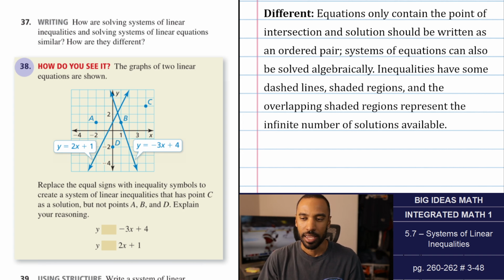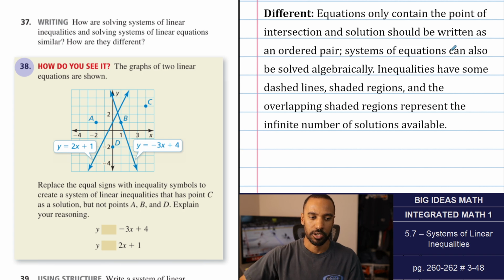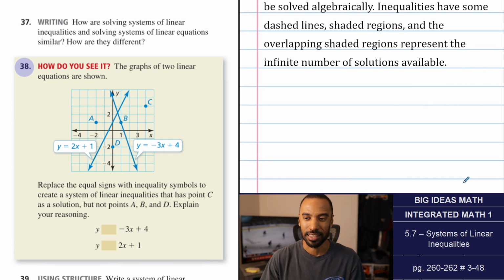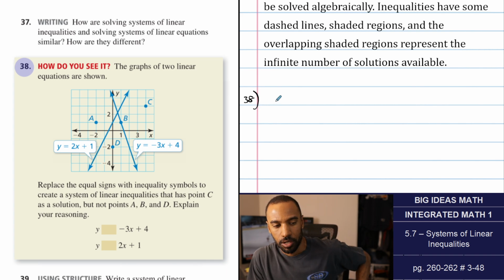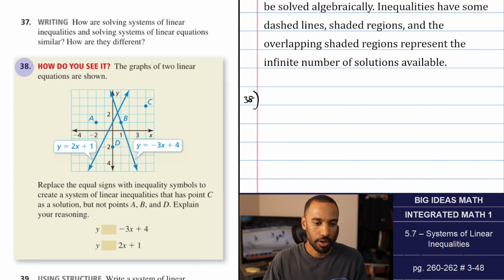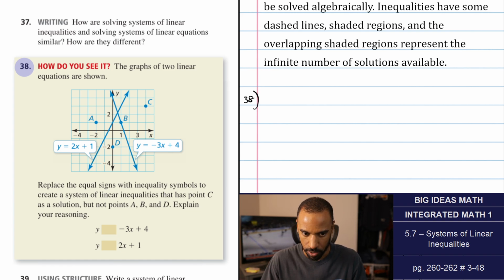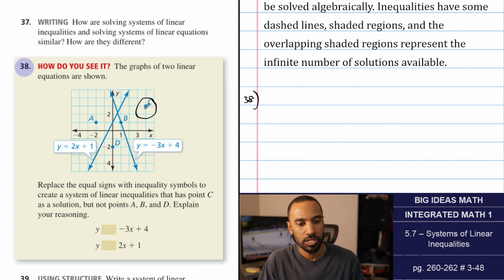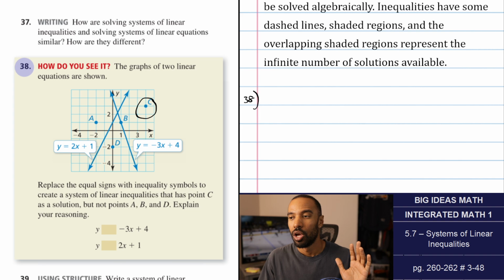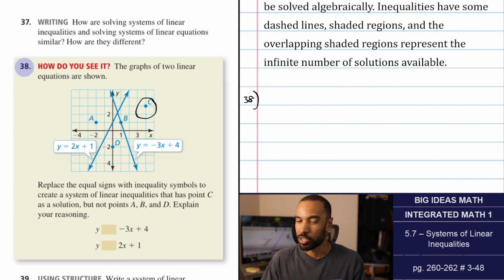Okay, number 38. How do you see it? The graphs of two linear equations are shown. I do see that, and that's how I see it as well. Replace the equal signs with inequality symbols to create a system of linear inequalities that has point C as a solution, but not points A, B, and D. Keep in mind, these are just the boundary lines. We don't yet know, and here's part of the tricky part, whether they should be solid or dashed.